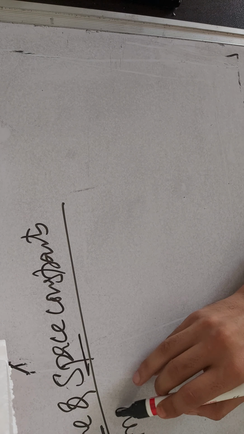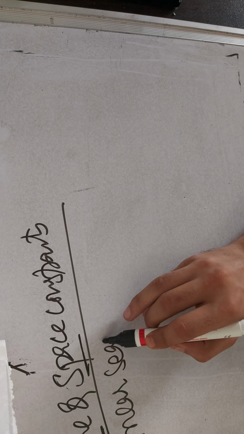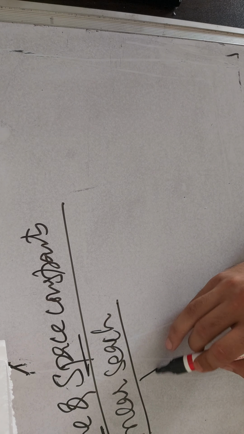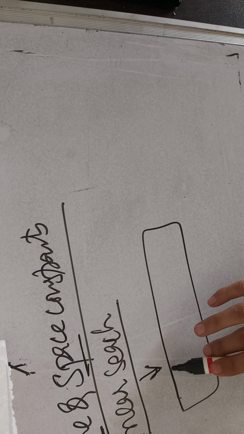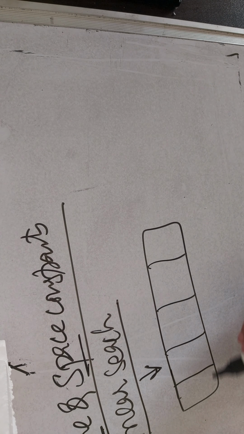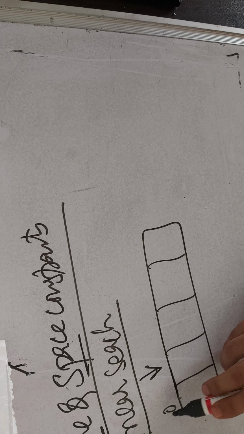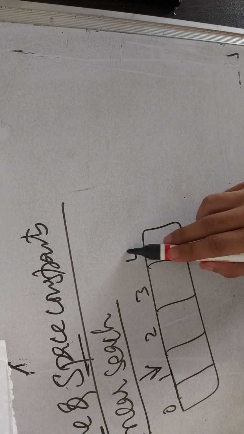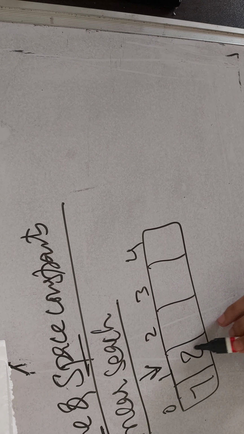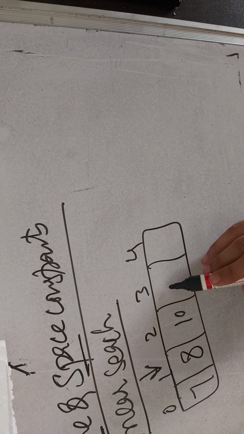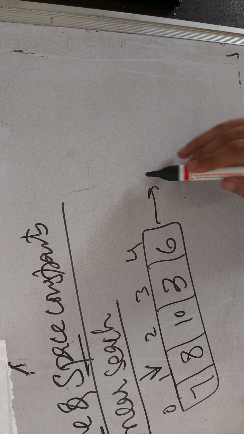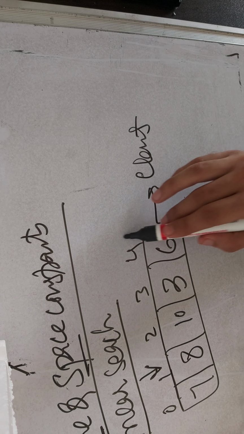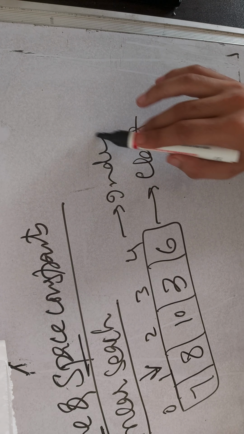Suppose we have linear search. The algorithm for the linear search is very simple. Suppose you have an array like this. You have indices 0, 1, 2, 3, 4 and the elements are 7, 8, 10, 3 and 6. Suppose these are the elements and these are the indices.